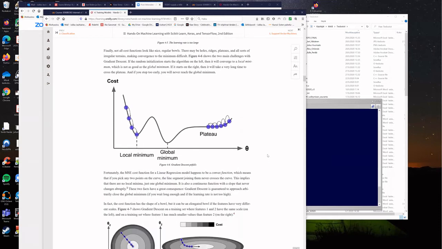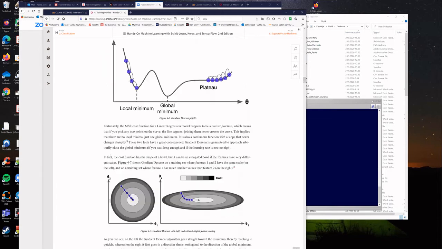When you have a more complicated function, you can get local minima. In this case, the algorithm finds this local minimum, which is not the global minimum. To avoid this, you can use stochastic gradient descent, which can hop around this hill here and find the global minimum. It comes a bit later.